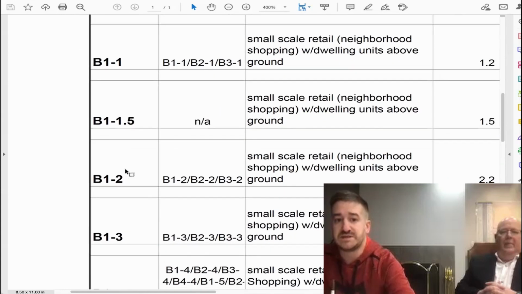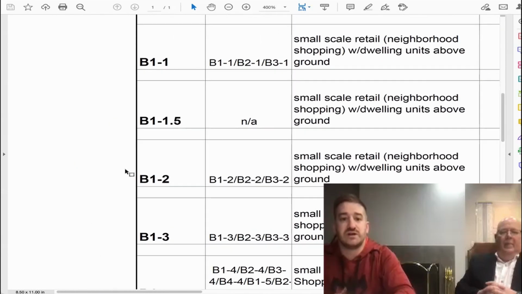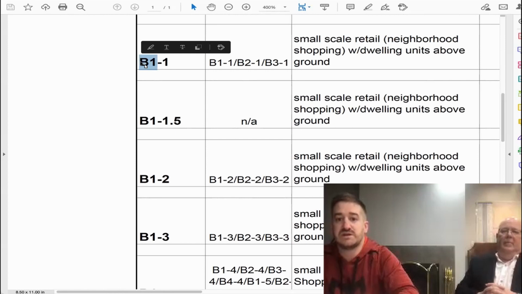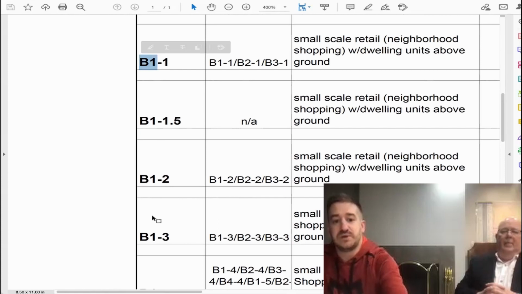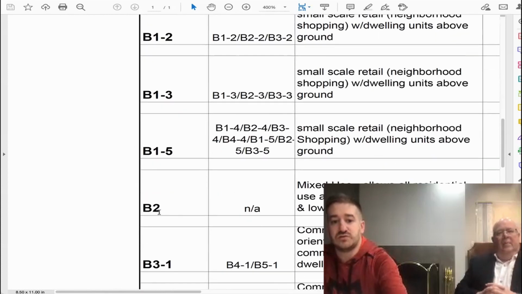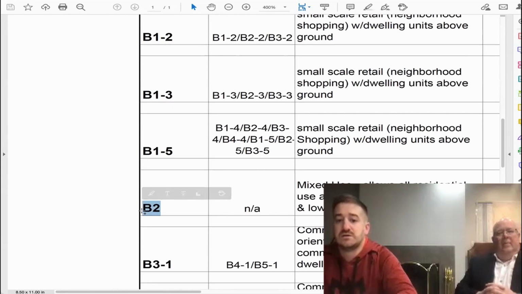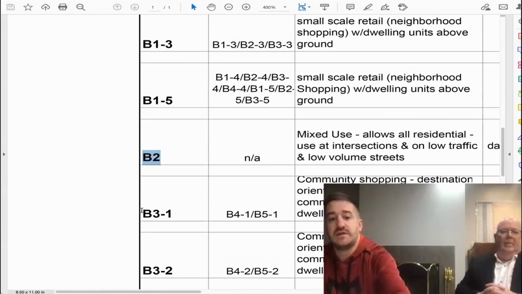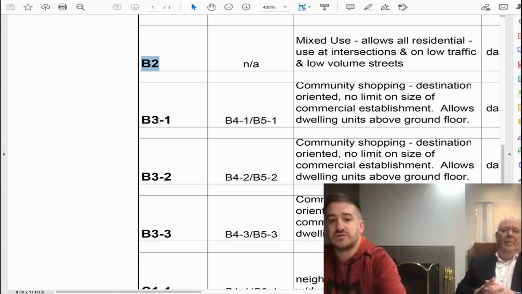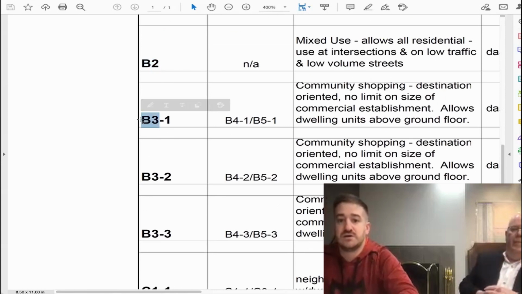Then you get into your business zoning, and your business zoning starts with B. The first number is always going to be the allowed uses. In this case, B1, they're trying to keep it small scale retail of neighborhood shopping with dwelling units above it. Then you get to B2. This is a mixed use, which allows for residential on the ground floor. And then you get to B3. This is going to be a community shopping or destination-oriented commercial establishment.